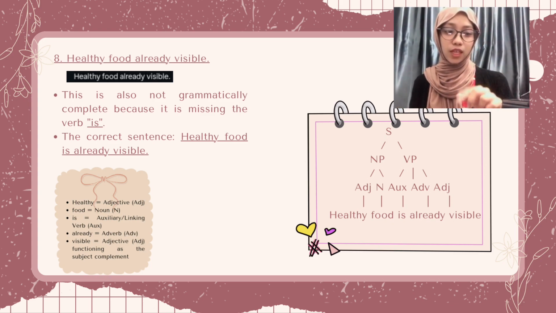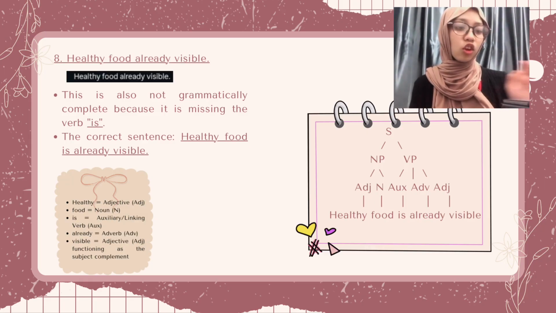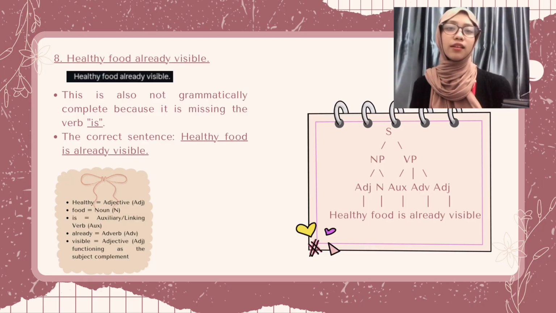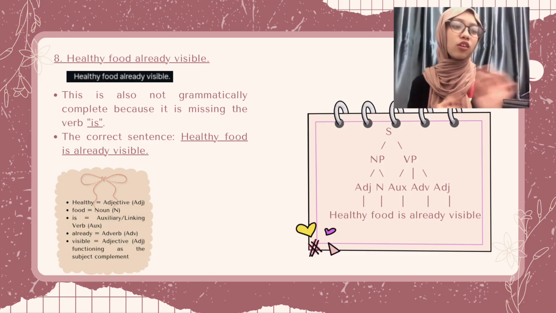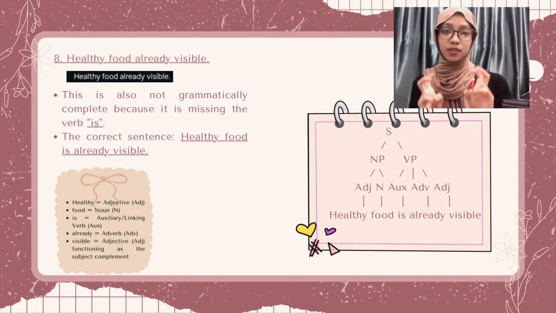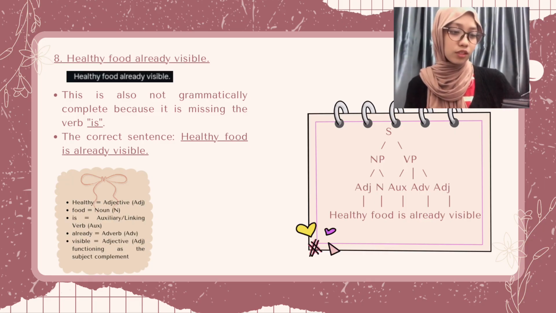Now we have the VP, the verb phrase. The verb phrase contains "is". It's an auxiliary or linking verb that connects the subject with the complement. And then we have "already". Already is an adverb. It modifies the verb phrase and indicates that the condition exists now. Then we have "visible". Visible is an adjective that functions as the subject complement. It describes the condition of the food. So the meaning of the sentence is to explain the condition of the food.